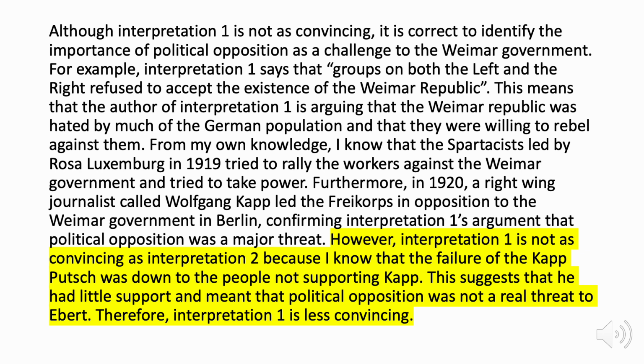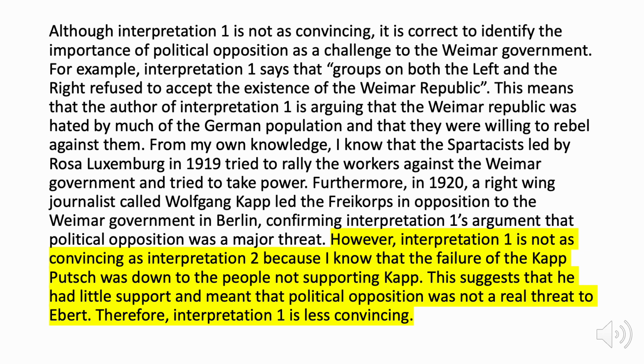So my whole argument is that hyperinflation affected everyone, so that means it's going to be a bigger threat because everyone's going to be angry at the Weimar Republic. Whereas political opposition, so the Spartacist uprising and the Kapp putsch, the Spartacists do have a decent base of support, but they ultimately don't have enough, and the Kapp putsch kind of falls flat because he's unable to get the support of the workers.